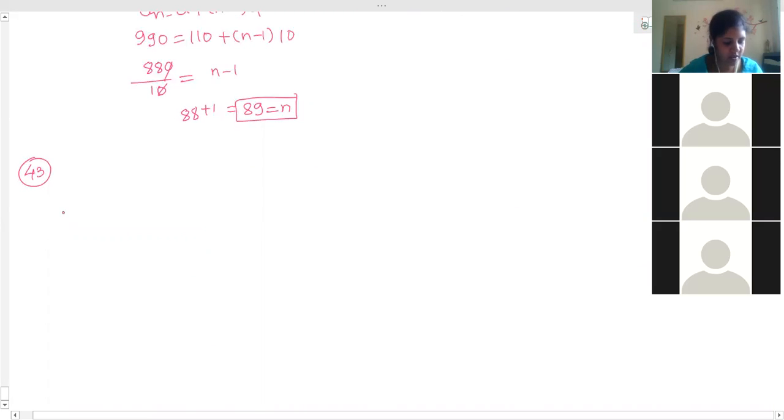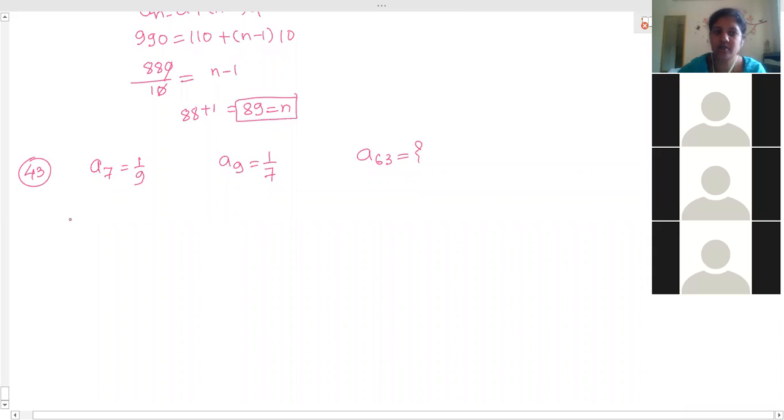Question 43: the 7th term of an AP is 1 by 9, and the 9th term is 1 by 7. Find its 63rd term. That means A7 is equal to 1 by 9, A9 is equal to 1 by 7, and we have to calculate A63.